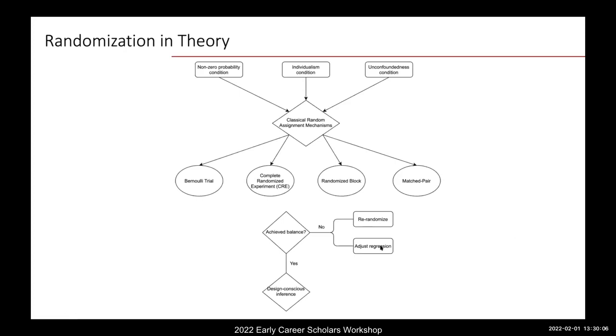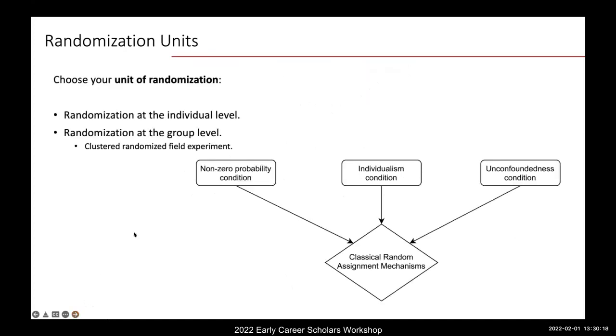Once we have randomized, we have to ask ourselves the question: did we achieve balance? If not, do we re-randomize? Can we adjust in the regression? And if yes, we have to talk about design-conscious inference. Okay, so let's go to the first step.